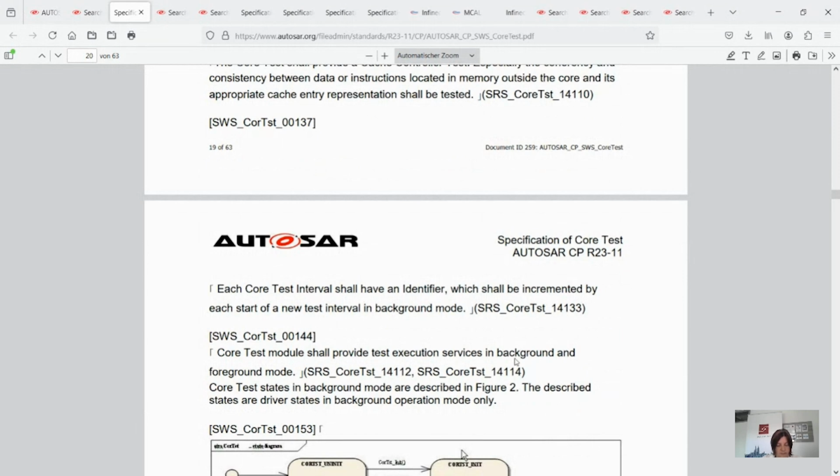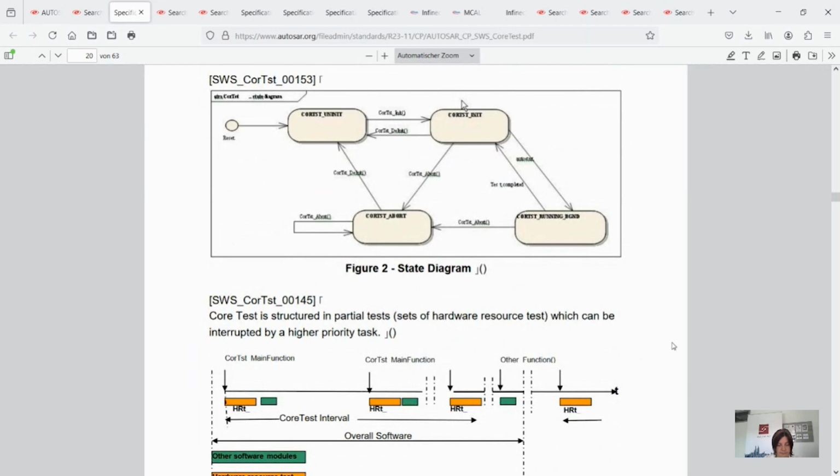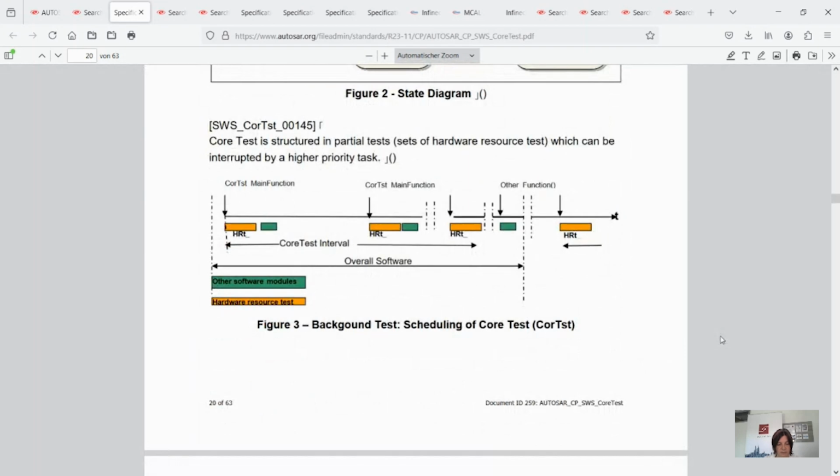Which is important, you can test in the background and in the foreground. Why is this the case? Sometimes testing everything takes a long time. If you consider you have a reset and you need to test, for example, all your ROM check, this might not be completed fast enough. So this can also run in the background. This was just a short insight. I think you can read the specification yourself, also in detail.